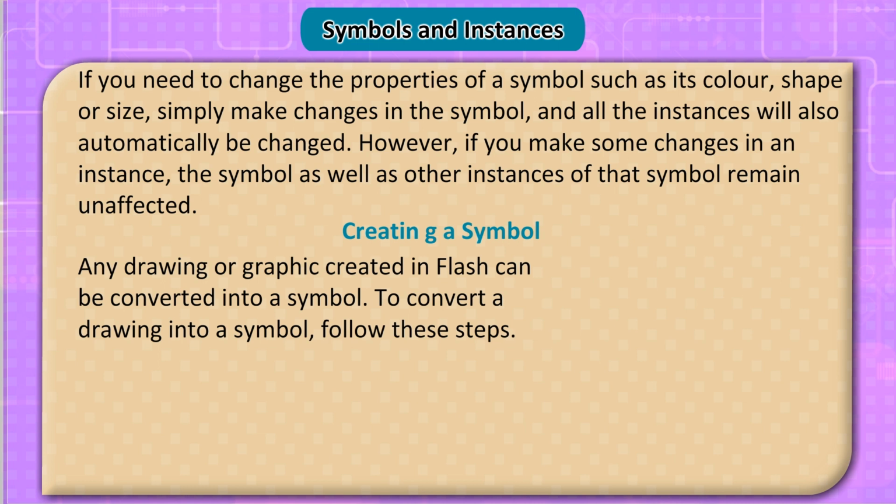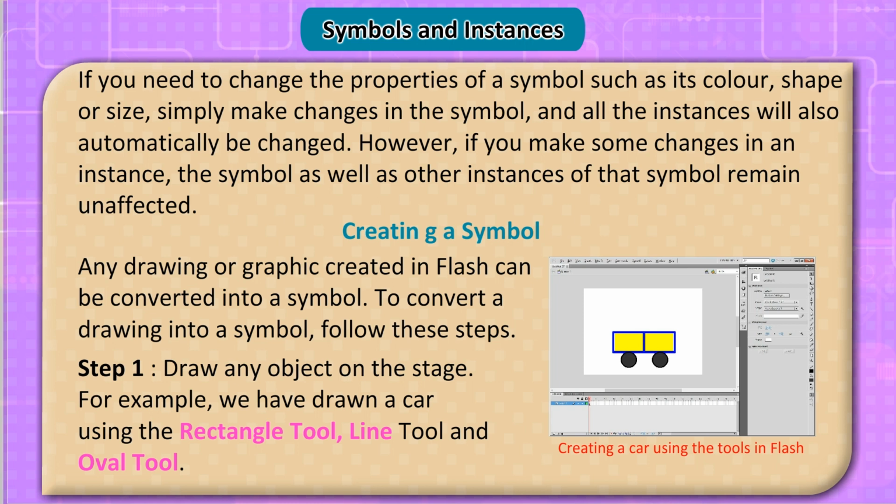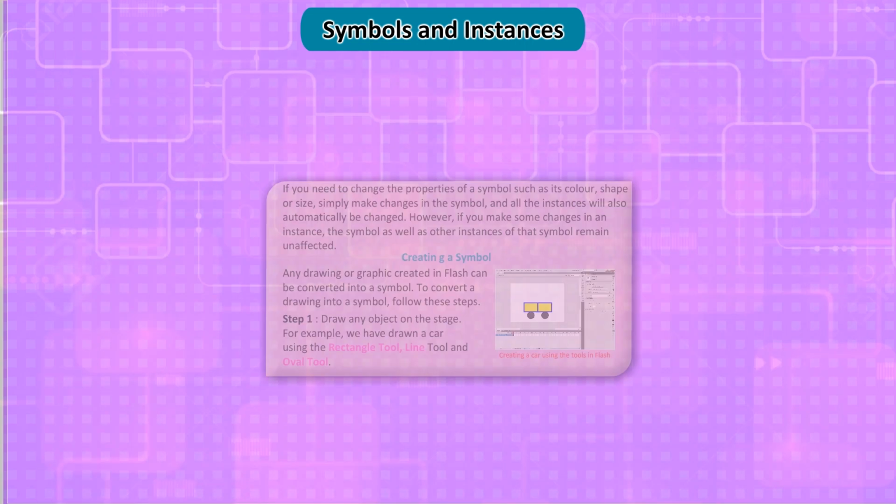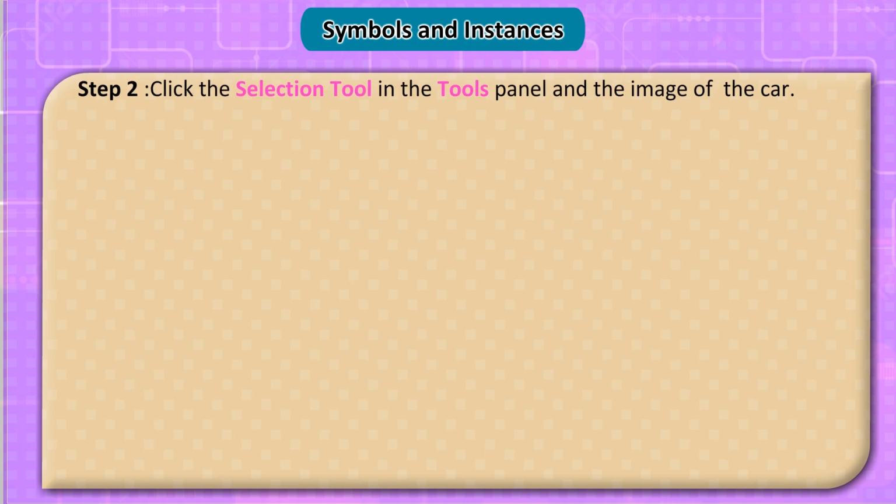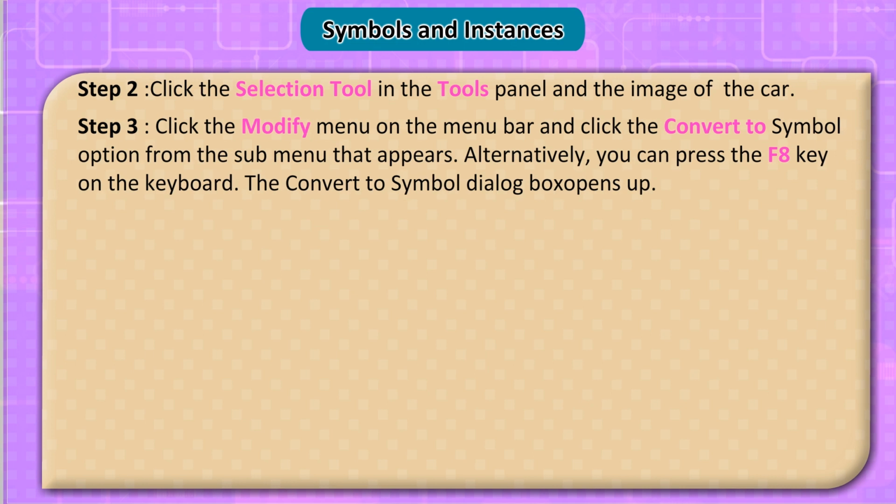To convert a drawing into a symbol, follow these steps. Step 1. Draw any object on the stage. For example, we have drawn a car using the rectangle tool, line tool and oval tool. Step 2. Click the selection tool in the Tools panel and click the image of the car. Step 3. Click the Modify menu on the menu bar and click the Convert to Symbol option from the sub-menu that appears. Alternatively, you can press the F8 key on the keyboard.